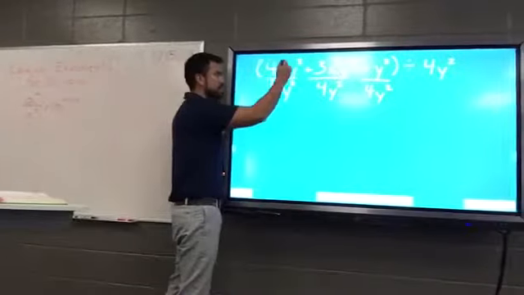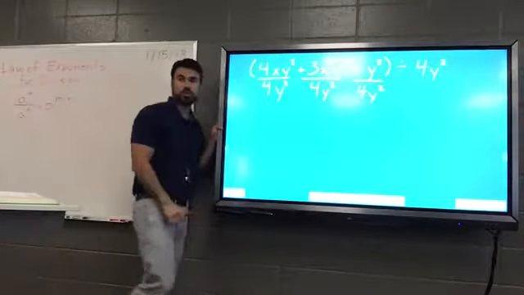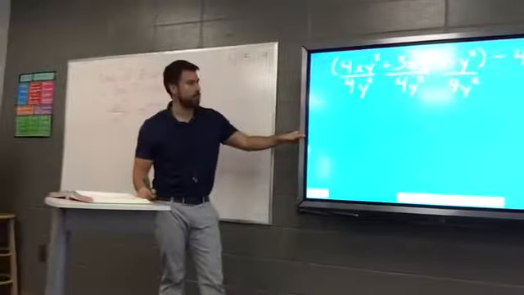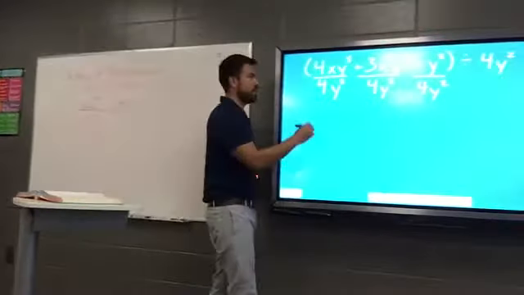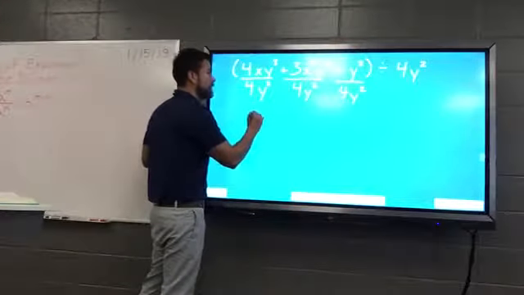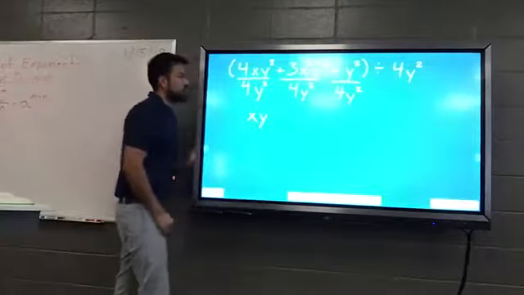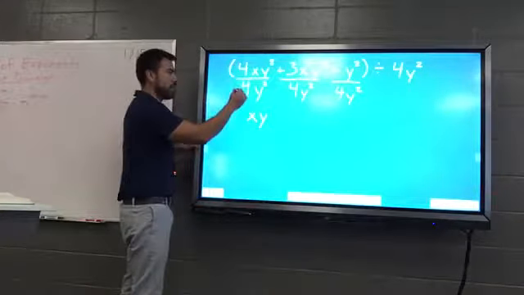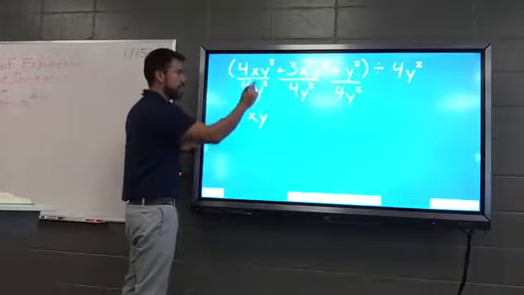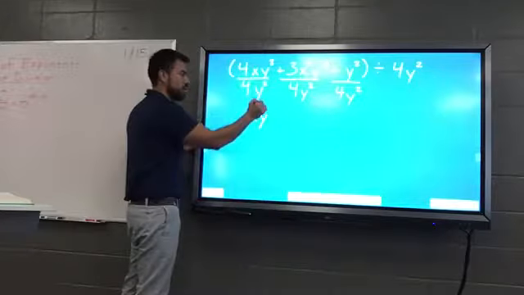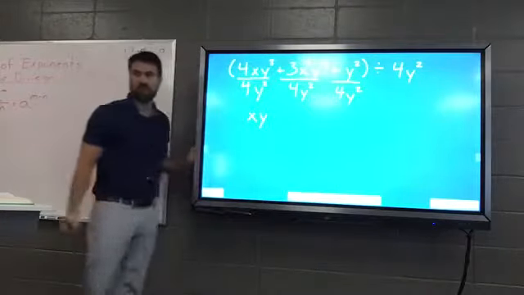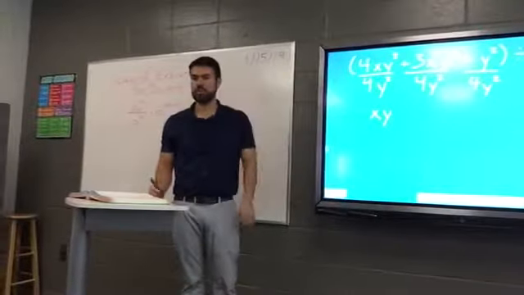All right, so who can give me the simplification of the first term divided by 4y squared? 1xy. Okay, so the 4's became 1. X stayed the same. Y to the third over y squared is y to the first. That's your first term, xy, or 1xy. I'm good with either.